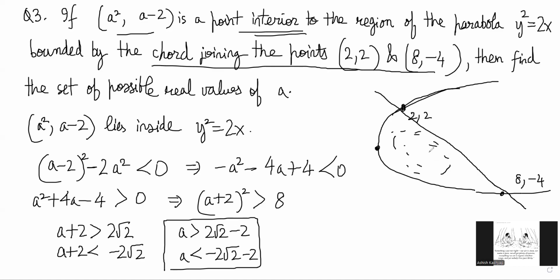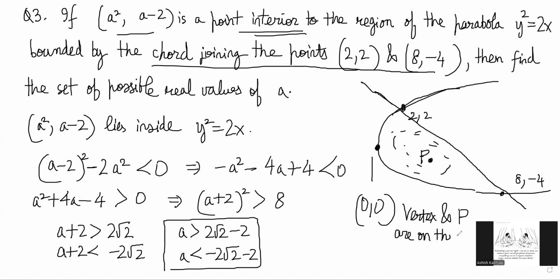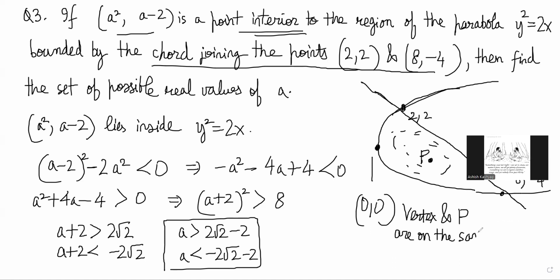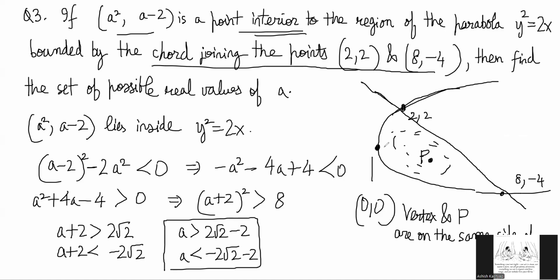So what we can say is the point P is somewhere here and the chord is given by this. Notice that the vertex of the parabola is (0, 0), right? So you can say one thing from here: the vertex of the parabola and point P are on the same side of the chord. That is another piece of information that we know.